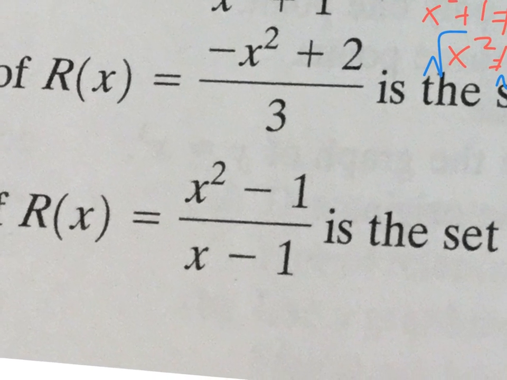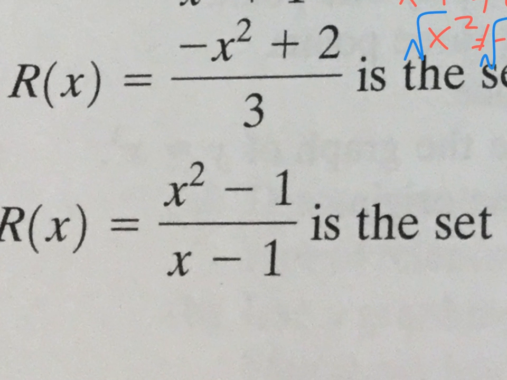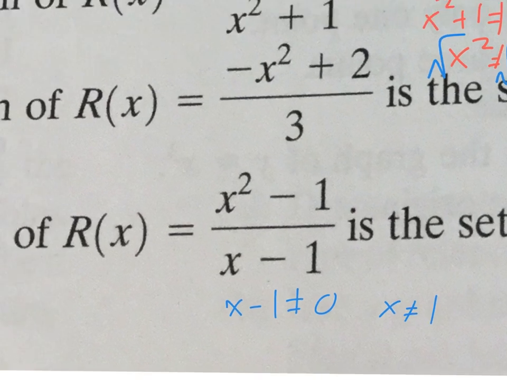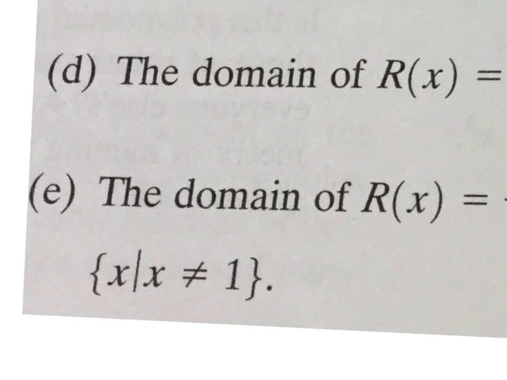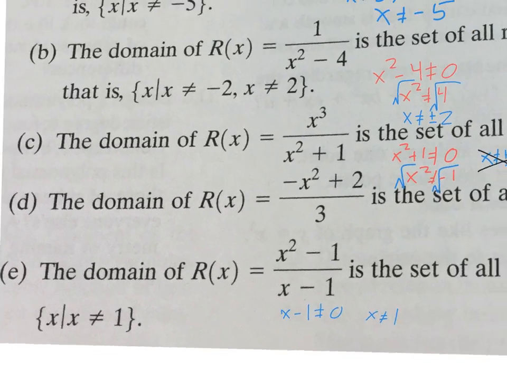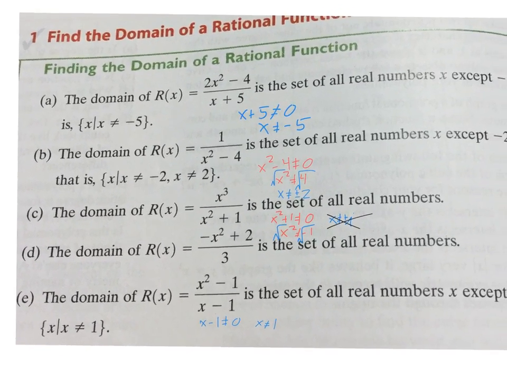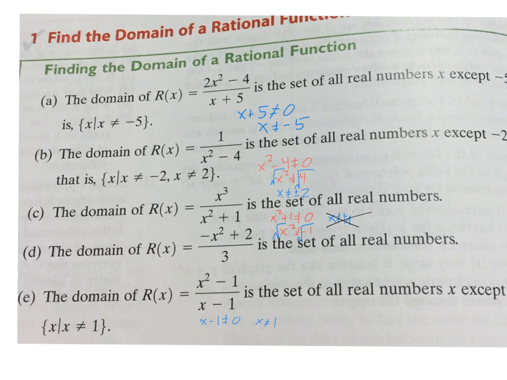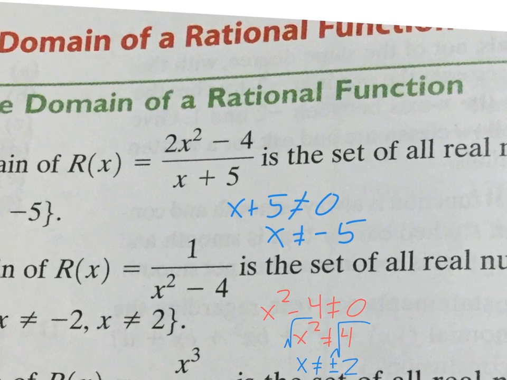Okay, and the last one here, I've got this rational function that says x squared minus 1 over x minus 1. Okay, now I'm going to say the denominator cannot be 0. So that says x cannot be 1. Okay, so again, the domain is all x's such that x does not equal 1. Everybody remember how to do this? Finding domains.